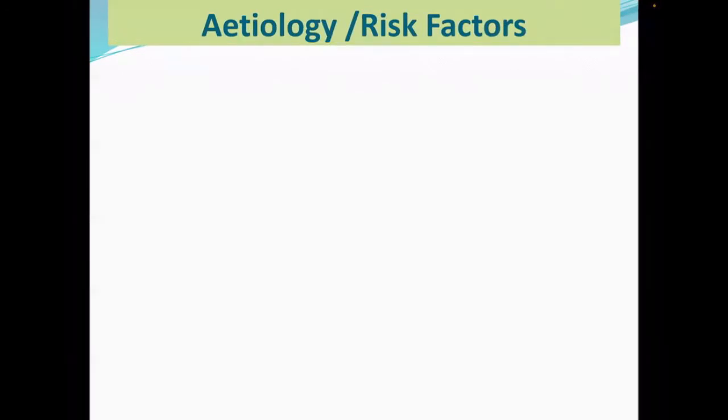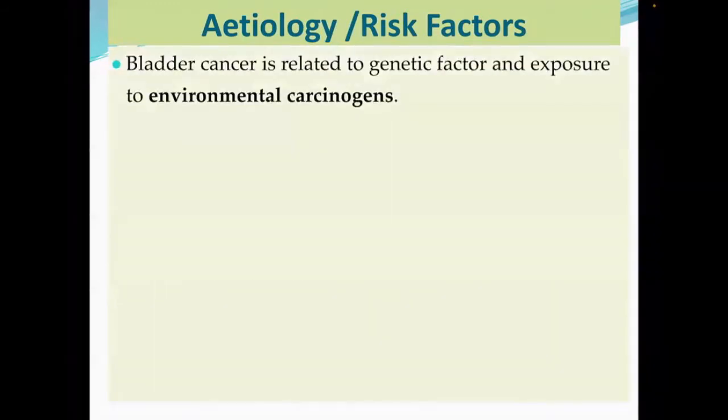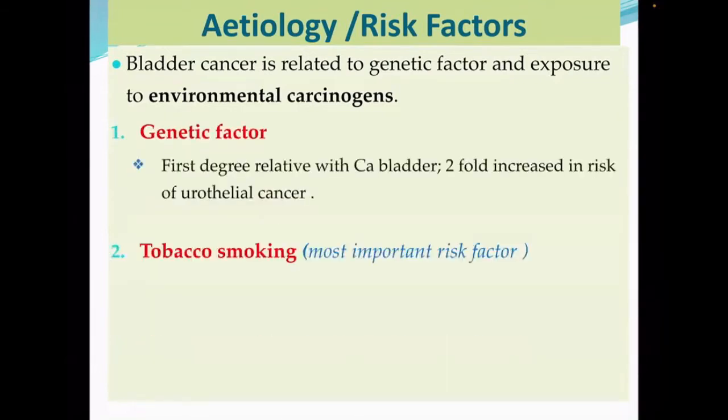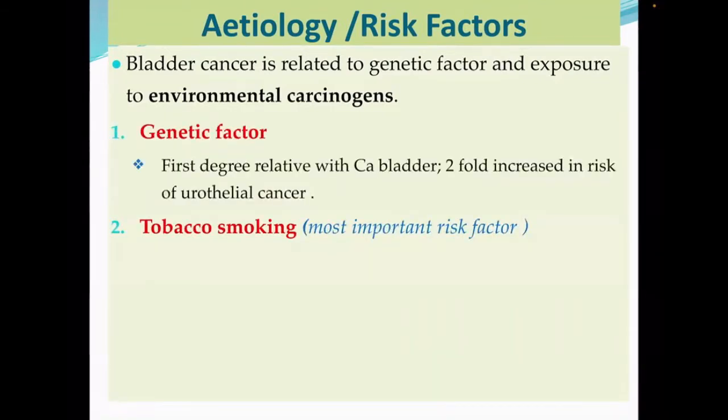Like other cancers, we have genetic factors and environmental factors. Patients who have a family history of bladder cancer may get bladder cancer in future. But mostly, bladder cancer depends on environmental factors, just like RCC. Environmental carcinogens are more important. Those with a family history of bladder cancer have a two times higher chance of getting bladder cancer. But the most important factor is environmental carcinogens, and among them the most important one is smoking, or cigarettes.